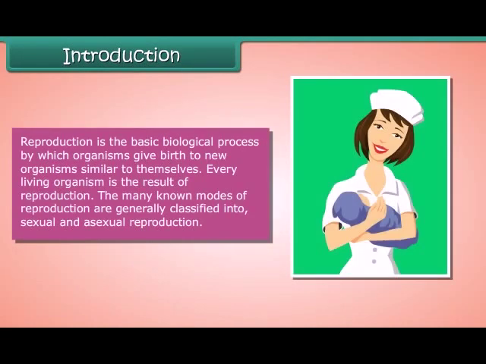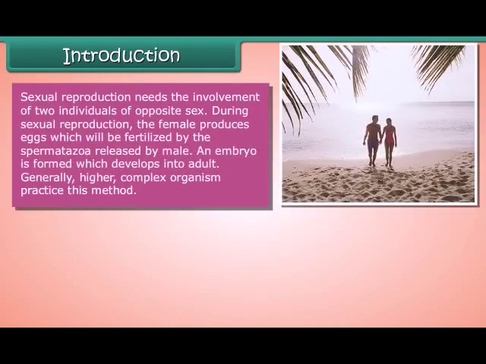Reproduction is the basic biological process by which organisms give birth to new organisms similar to themselves. Every living organism is the result of reproduction. The many known modes of reproduction are generally classified into sexual and asexual reproduction. Sexual reproduction needs the involvement of two individuals of opposite sex.